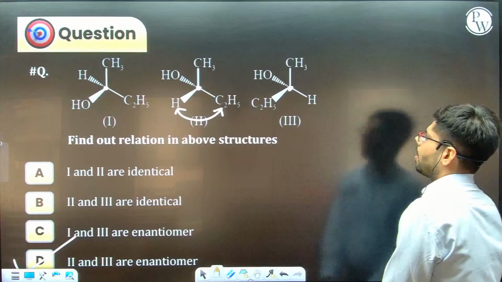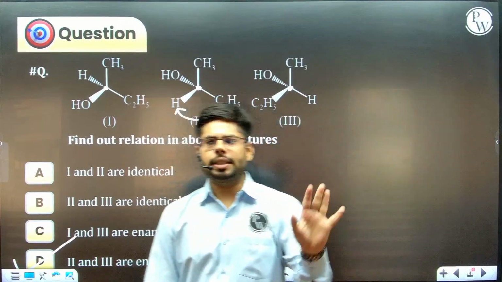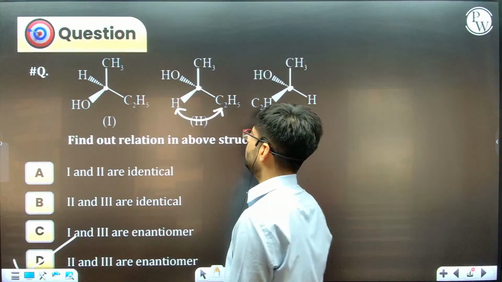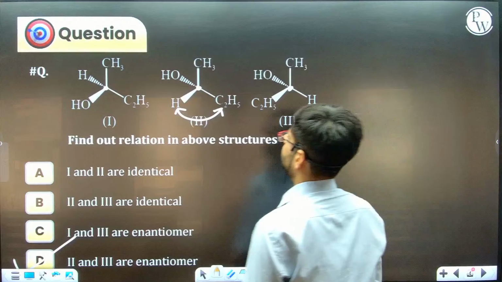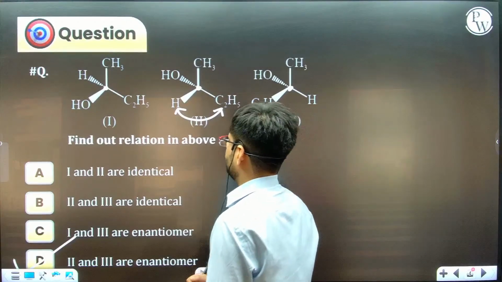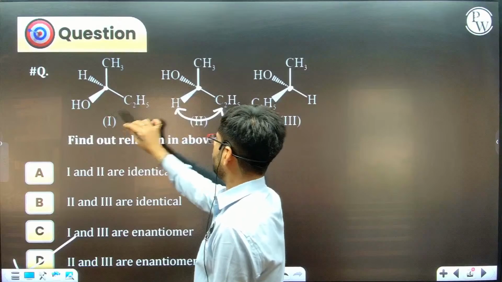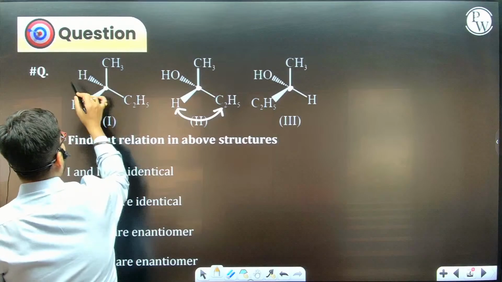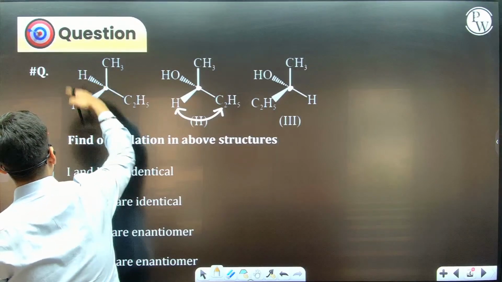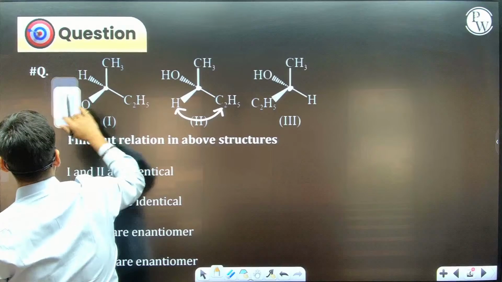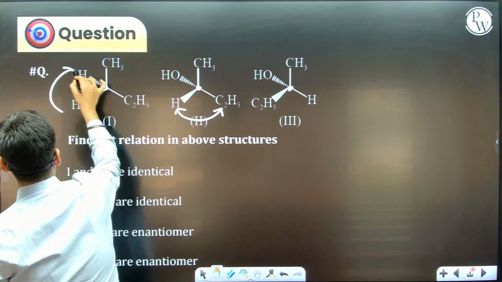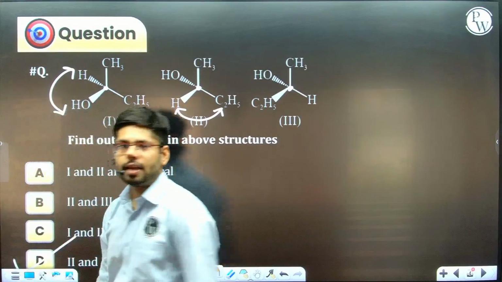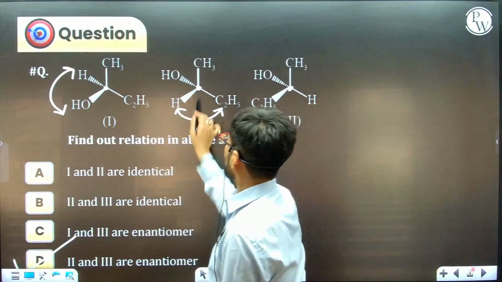Now see, the same concept can be used in Fischer projection as well. Okay, what is the relation between 1 and 2? If I ask you, then what will you say? Again, look at 1 and 2. Now see, focus on 1. If I perform a swap between H and OH, that means OH appears here and H appears here. That means I'll get the enantiomer of 1. So 2 is an enantiomer of 1.